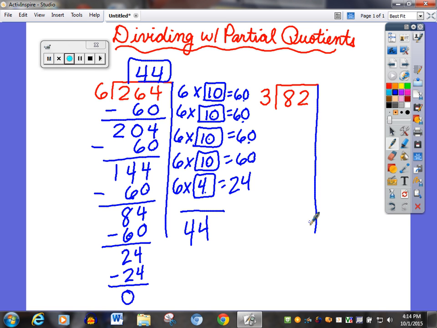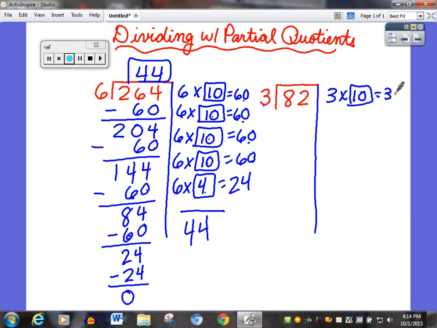I'm drawing my line down, and I'm going to say 3 times 10, boxed in, of course, equals 30. Take out my 30, and I get 52. I can do that again, of course. 3 times 10, boxed in, equals 30. Take out my 30, and I get 22.